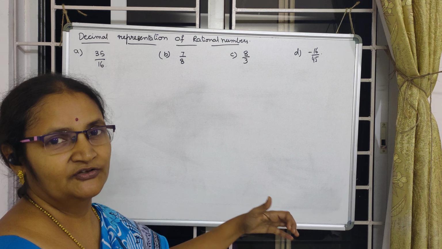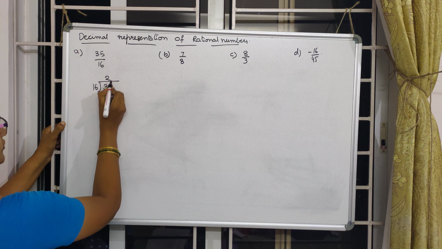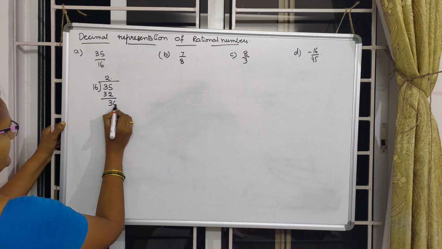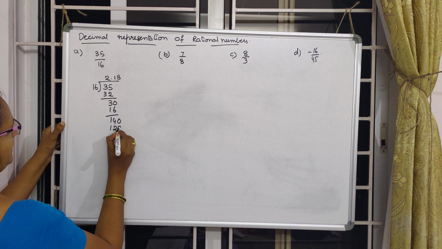The rational numbers are also in the form of, see, check it out now. 35 by 16. We will divide and find it out. 16 is the divisor, the dividend is 35. 16 2s are 32. 3, put the point 0. Here 16 1s are 16. 14, 0. Then 16 6s are 96. 16 7s are 112. 16 8s are 128. 16 9s are 144. 16 8s are 128.